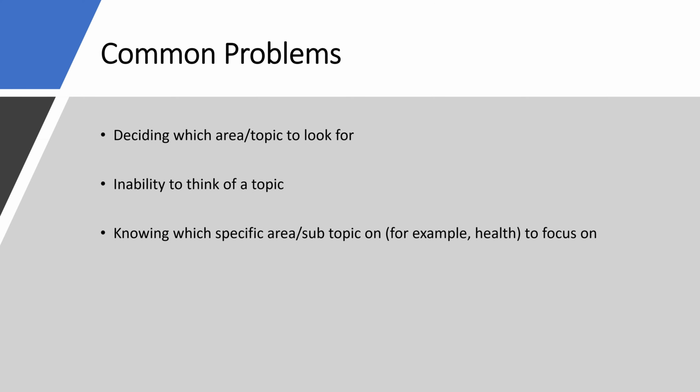Knowing which specific areas or subtopics, for example, health or anything else, to focus on. So sometimes you have a broad topic, but you're not very sure as to what specific aspects of the topic you want to work on. So again, thinking through, talking to other people and looking at the 5 R's that we talked about earlier would help you.